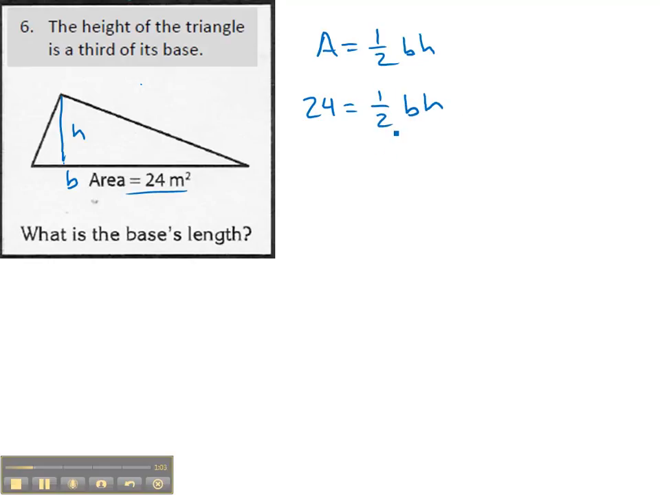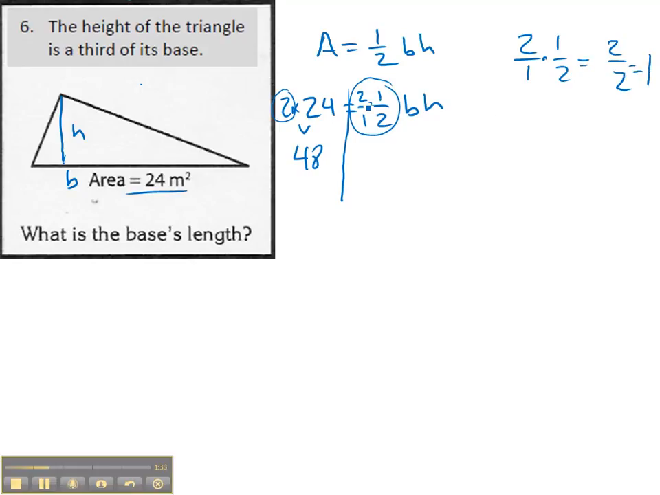Now, how can I get rid of that half? How can I move it to the other side? I can multiply by 2. Let's show 2 sides of our equation. 2 over 1 times 1/2, and multiply this side times 2 also. 2 times 24 is 48. The reason we can do this is because we're doing it to the other side. We're multiplying both sides by 2. And the reason I do it is because 2 over 1 times 1 over 2 equals 2 over 2, which equals 1. So we can just get rid of this. We have just 1 base times height.